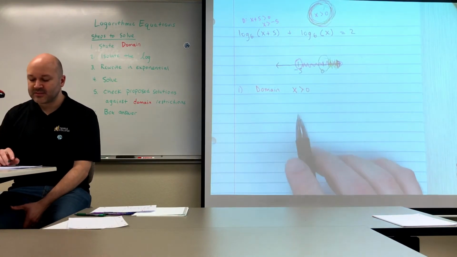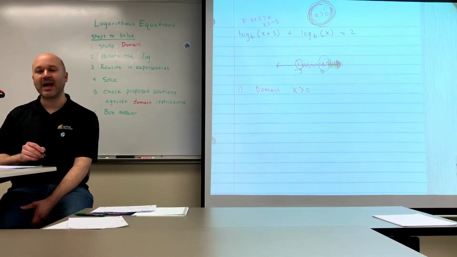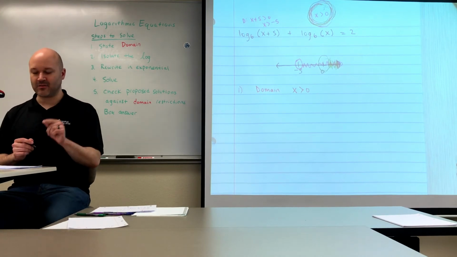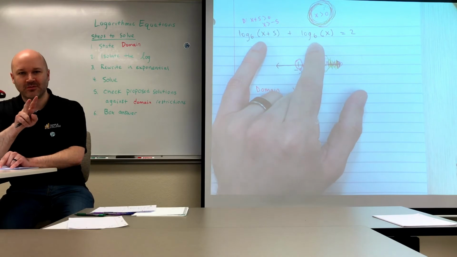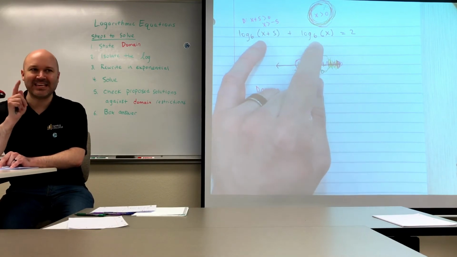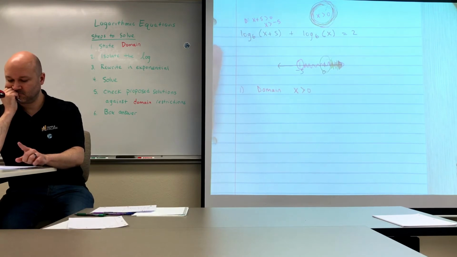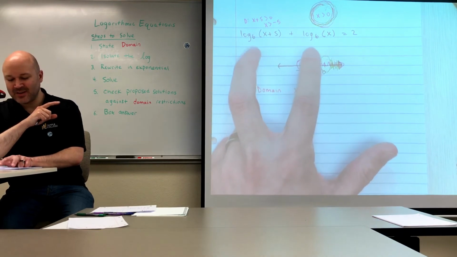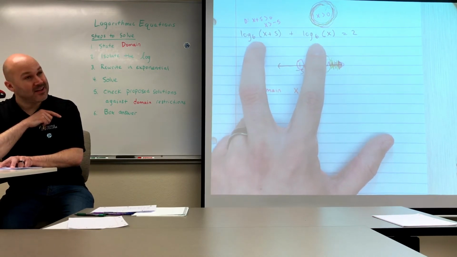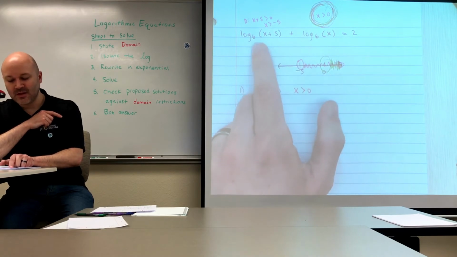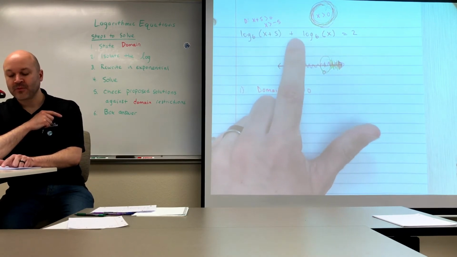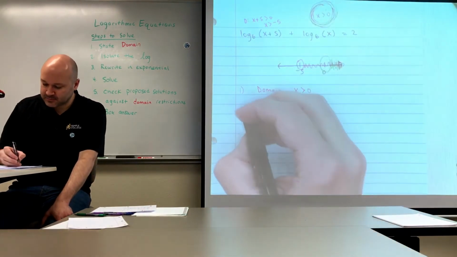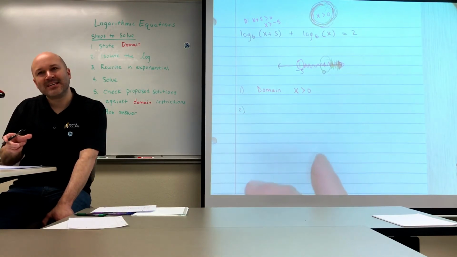All right, I've stated the domain. I'm now ready to isolate the logarithm. Well, wait a second. I have 2 logarithms. How am I supposed to isolate the logarithm? Oh, right. If you have 2 logarithms that happen to have the same base and you're adding them, log plus log, the sum of 2 logs can be rewritten as a single logarithm. I'm going to condense these. Step 2, I'm condensing the logarithms.